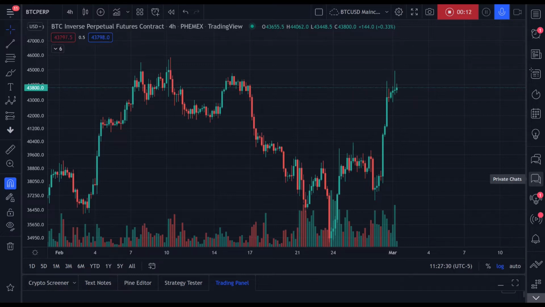Today is March 1st, 2022, and Bitcoin is looking like it's in a small corrective sequence, okay? Small corrective sequence at the moment, but it's looking for continuation to the upside. And I do expect a lot more continuation to the upside.